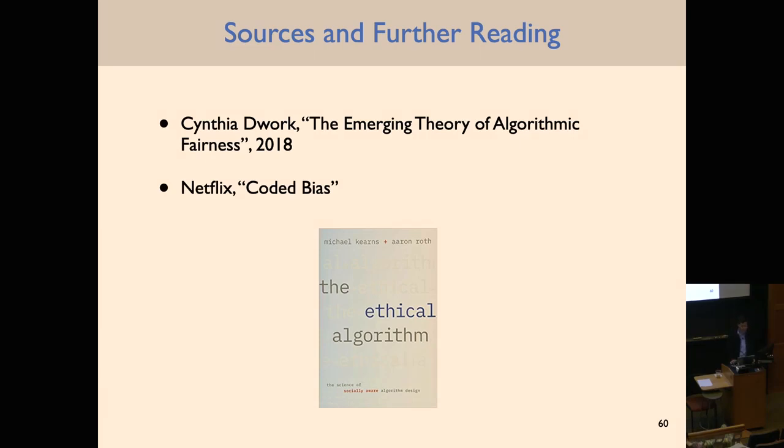There's also a book by Michael Kearns and Aaron Roth from UPenn called The Ethical Algorithm, if you want to dig deeper and see more examples of these. They're both professors at Penn, and they talk about some of the technical approaches towards tackling this challenge as well.